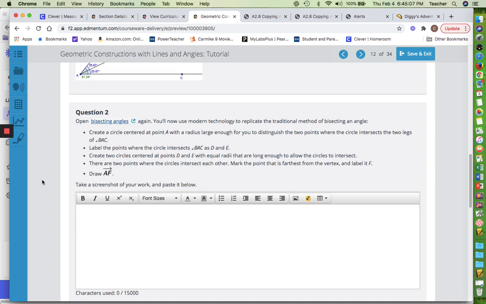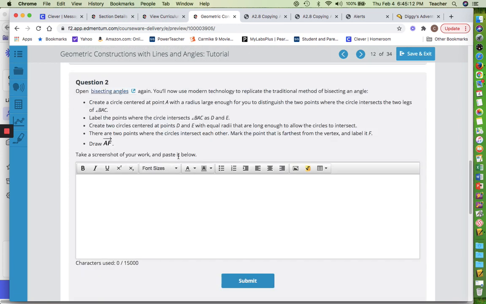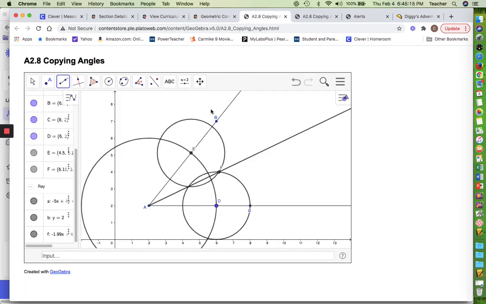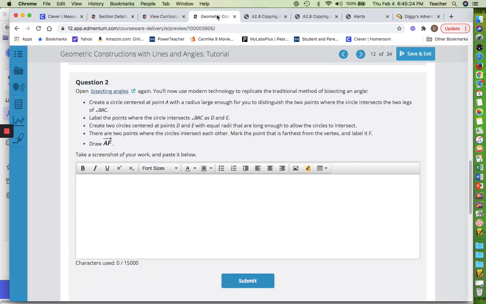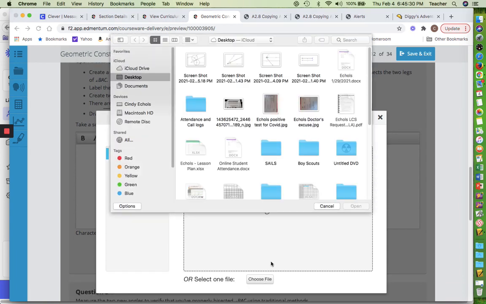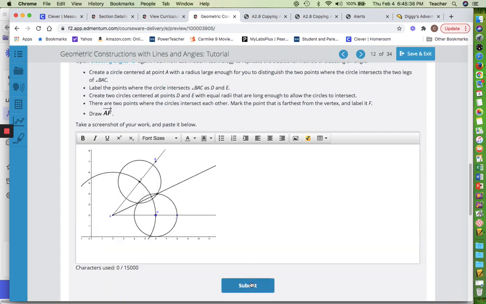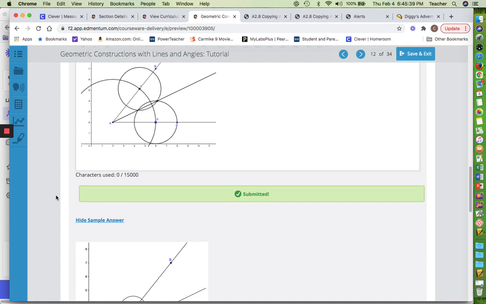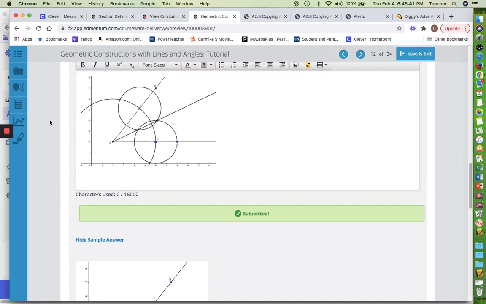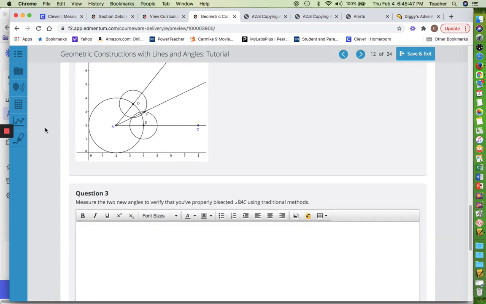Take a screenshot of your work and paste it. Well, they should have asked me if they were equal to each other. Oh, they do in the next question. Ah, that figures. I'm always getting ahead of myself. All right, so we're going to take a screenshot. There we go. Insert image. Choose file. Screenshot, open. Shabam. Oh, that's pretty. You guys, I used to teach this with a compass and protractor and ruler and all that good stuff. So this on the computer is really new for me.